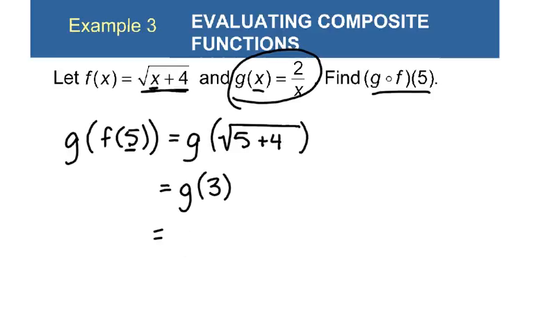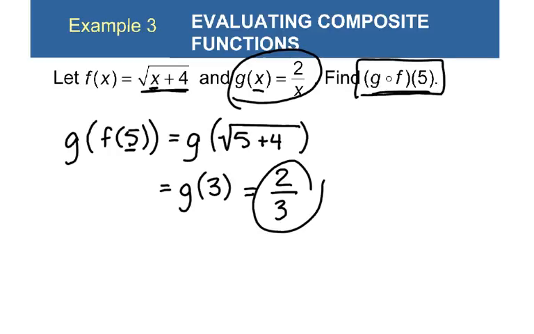We get, let's do this over here, 2 over 3. We can't reduce that any more than what we have there, 2 over 3. So we're done. That's the value of this right here. The g of f of 5 is 2 over 3.